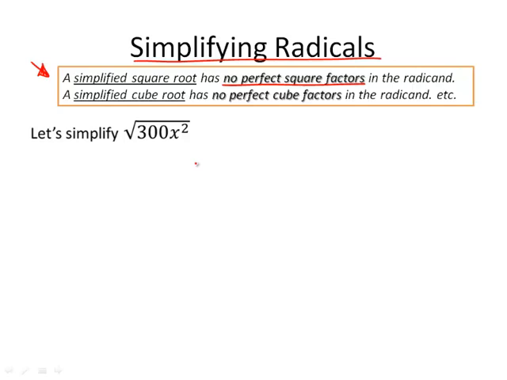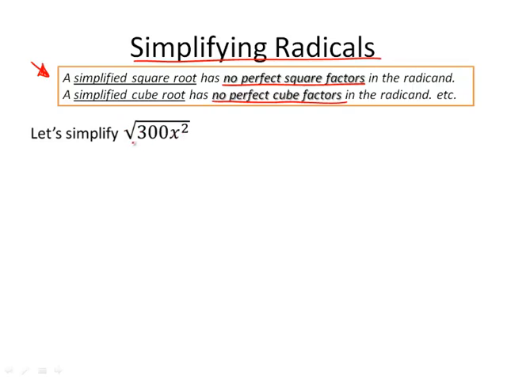32 had a perfect square factor of 16 in our previous slide, and so we could basically evaluate the 16 but not the 2. A simplified cube root will have no perfect cube factors, similarly, and so on. A fourth root will have no perfect fourth exponents within it. So let's look at the square root of 300x squared.